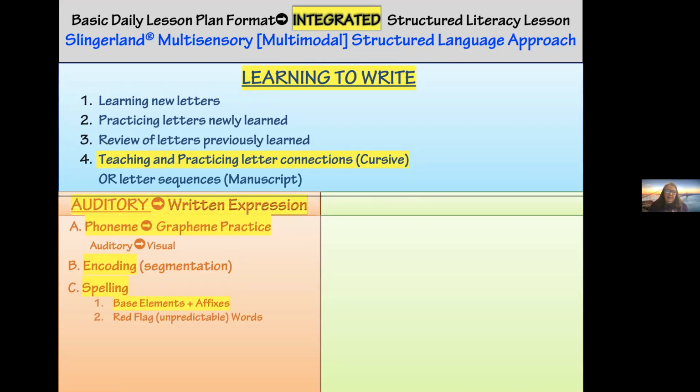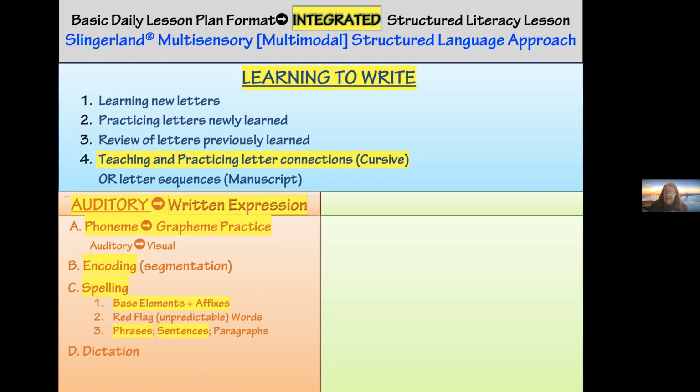And we talked last time a little bit about skills and functional use. Every Slingerland lesson is designed to go on both the visual and the auditory side, from skills to functional use. A and B are generally focusing on the skills, and C and D are generally focusing on the functional use, with the goal, of course, being independent writing on the auditory side.